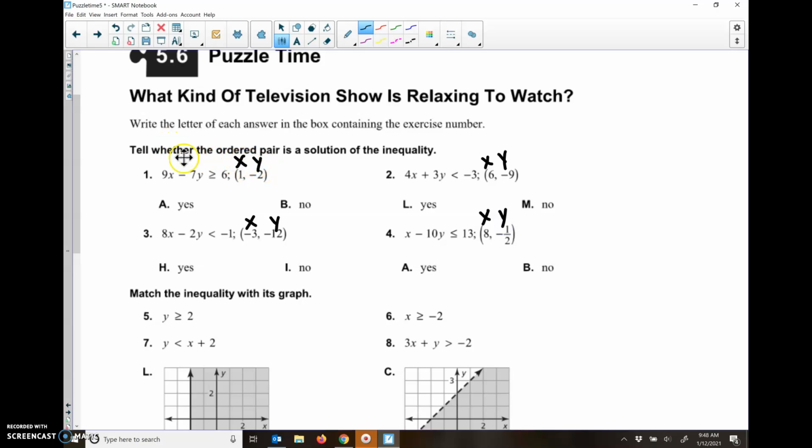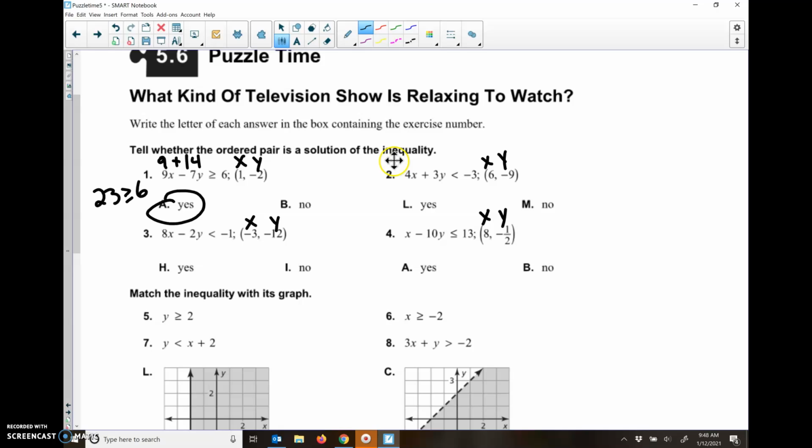So here if I plug in X and Y, 9 times 1 is 9. And then we have a -7 times a -2. That ends up with a +14. 9 plus 14 is 23. 23 is greater than or equal to 6. And yes, that is true. 23 is greater than or equal to 6, so that one's going to be a yes.